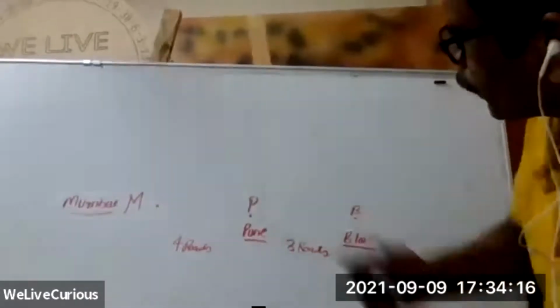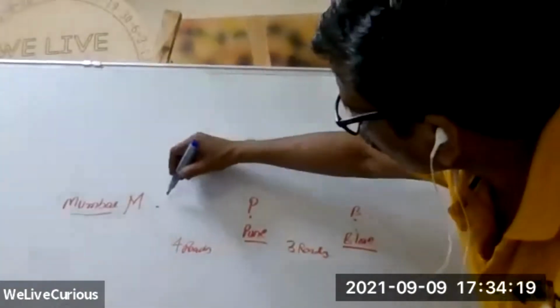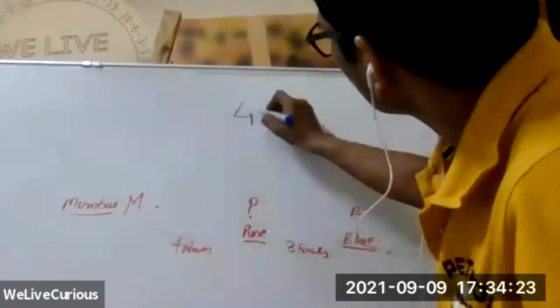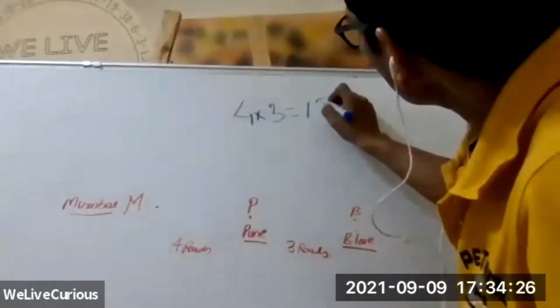12. Yes, there are 12 options. But how did you find out? That is also a question. So you just need to multiply. Yeah. But how did you decide to multiply?